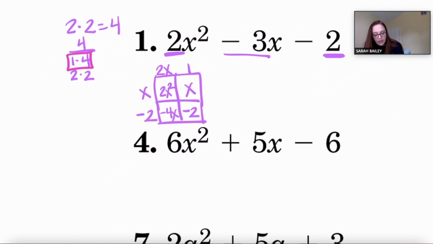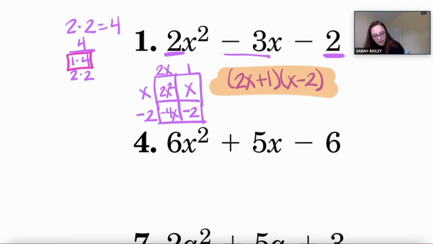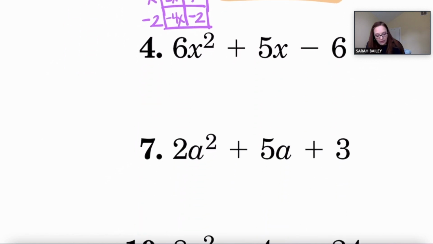And so when I factor this out, across the top I have 2x plus 1, and across the side I have x minus 2. So it factors into 2x plus 1 times x minus 2. That's it. Let's try number 4. I'm going to do another one.